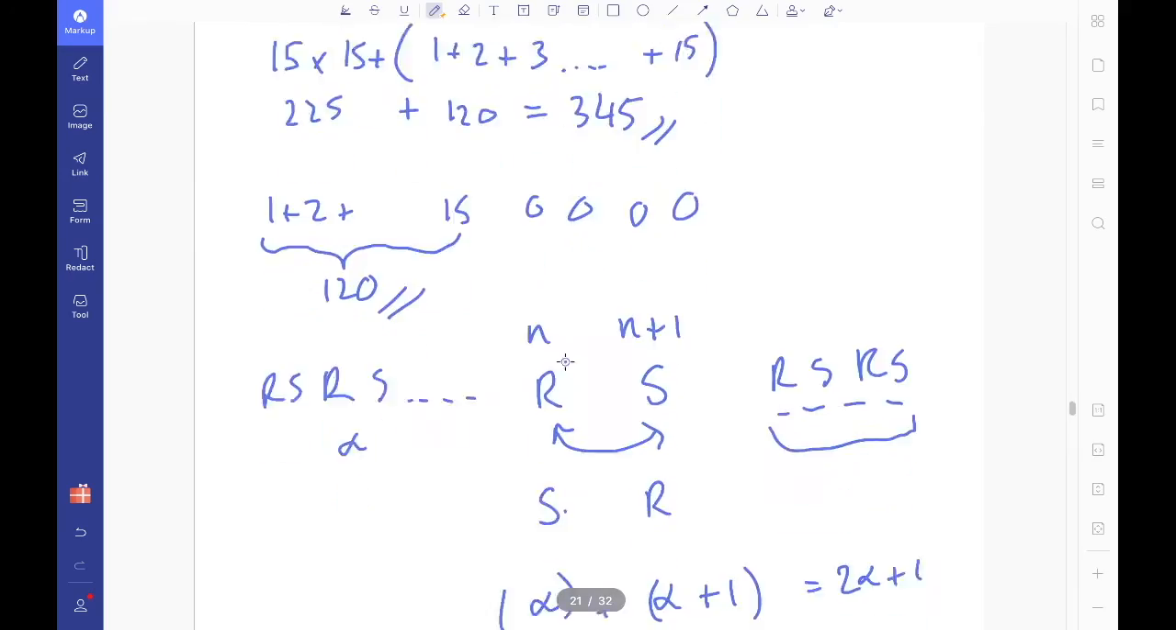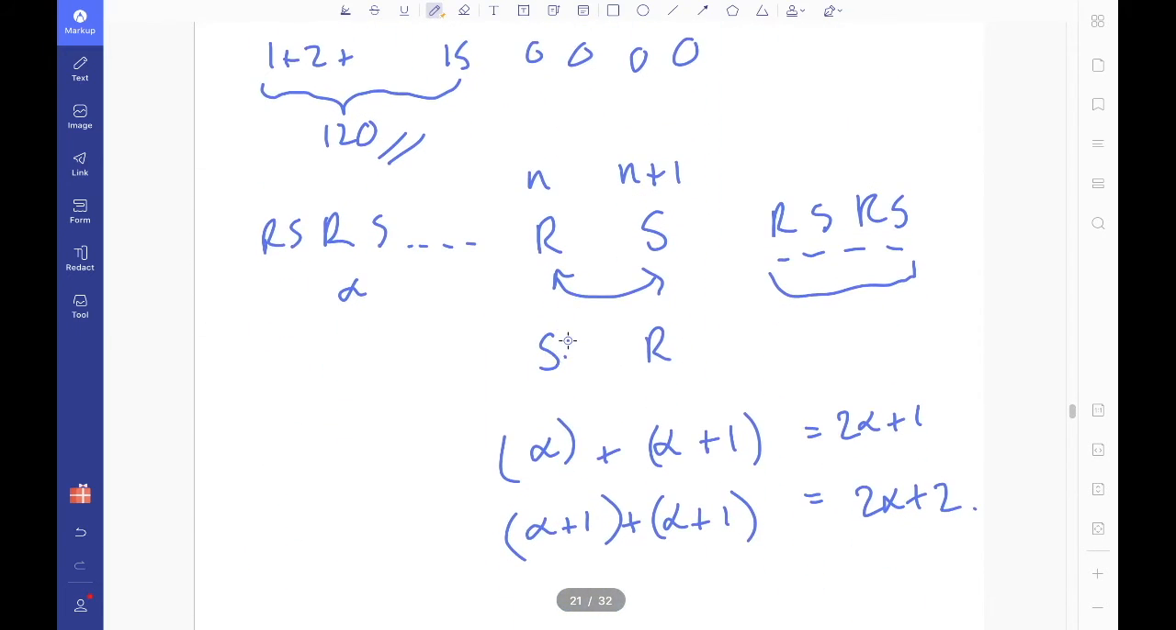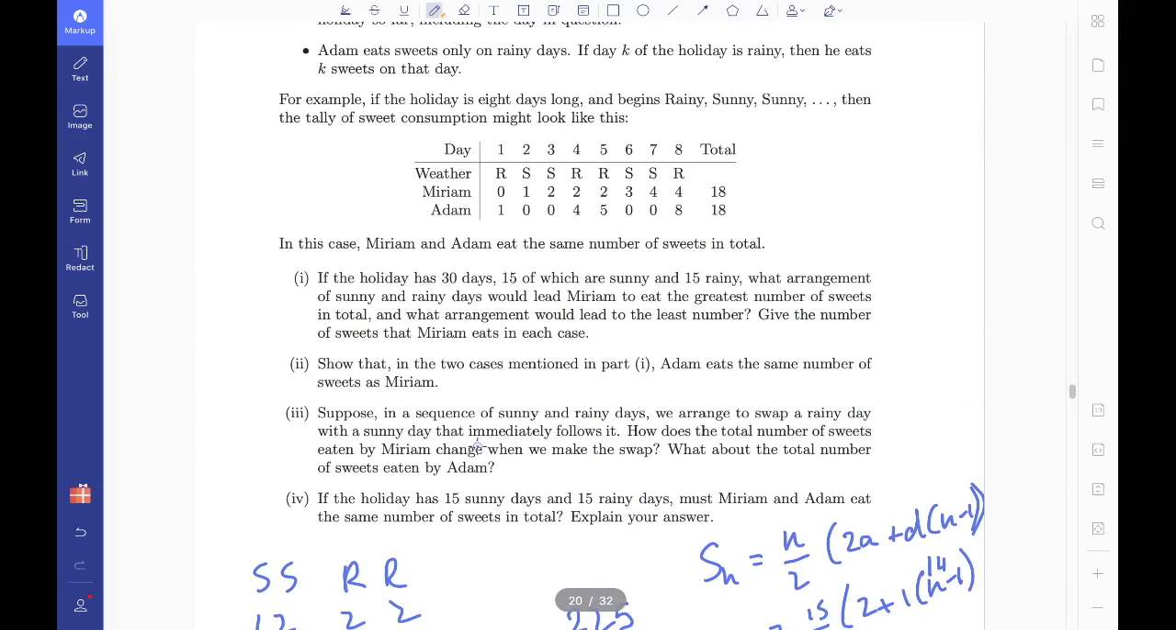And for Adam, what's going to happen? So Adam only eats on the rainy days, and it's the number of that rainy day. So for Adam, he would eat n sweets in the first case. When R is in the first position, he would eat n sweets, and then on S he would eat nothing. But if we swap them around and make the sunny day earlier and then the rainy day a little bit later, he would eat n plus 1 sweets. So Adam also adds 1 to the number of sweets that he eats, just by moving that rainy day 1 later. So both of them just add 1 from any swap like that, and that's the answer, I think.